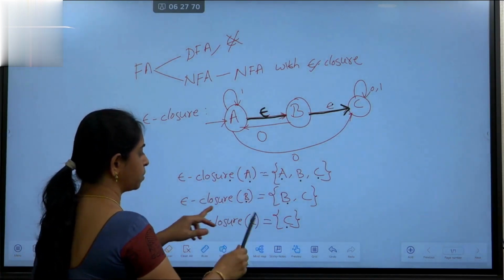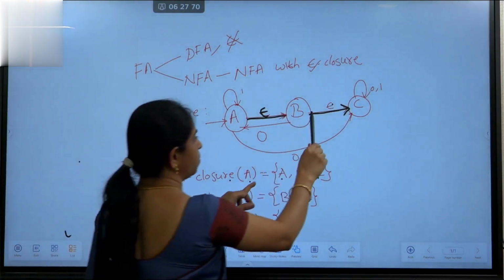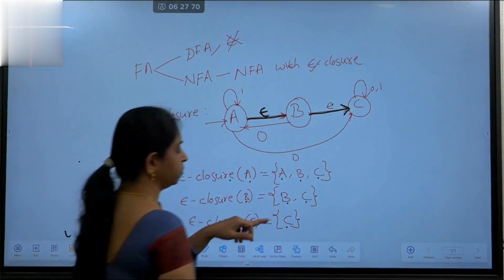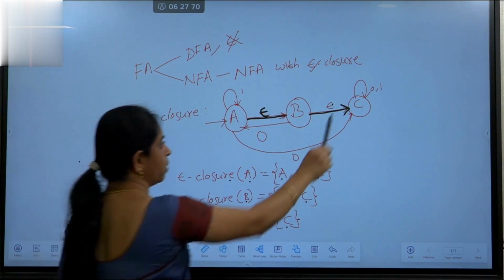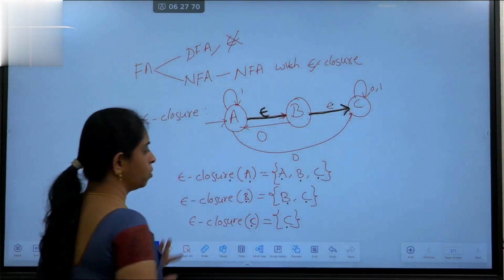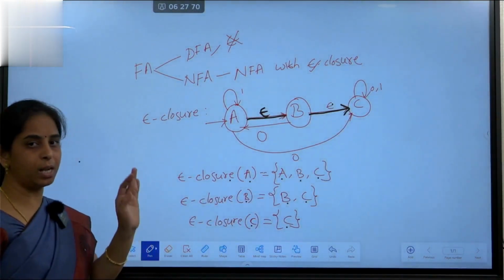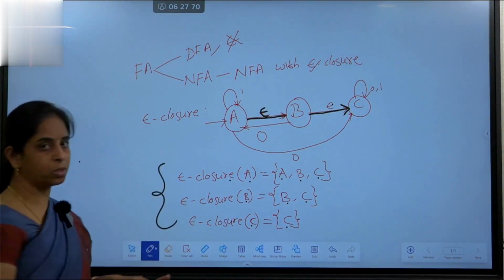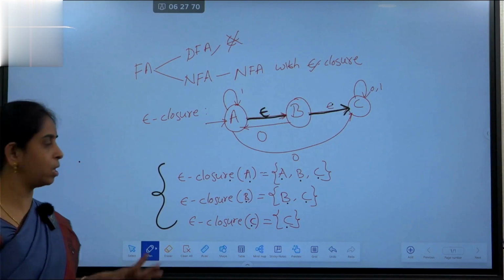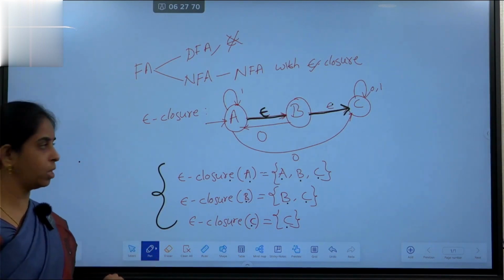Next, coming to the epsilon closure of B, from B we are moving to C itself. From C we don't have any epsilon transition, so we have stopped this. So first identifying the epsilon closure is very important whenever we have to convert NFA with epsilon to NFA and so on. That is very important.